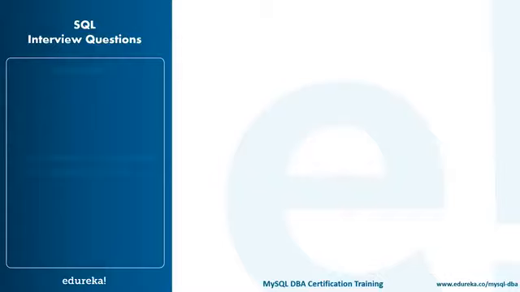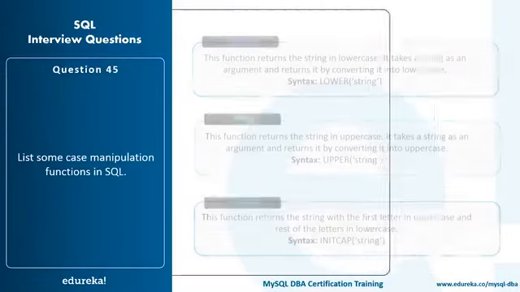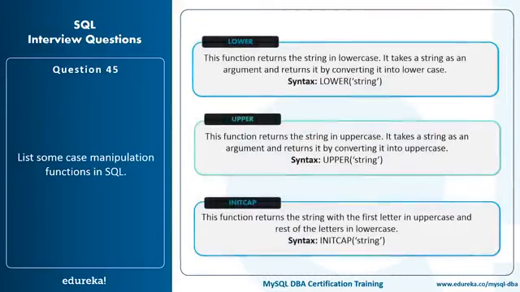Now let's move forward to our next question, that is, list some case manipulation functions in SQL. So there are mainly three case manipulation functions in SQL, that is the lower, upper, and the init cap. Now talking about the lower function, this function basically returns the string in lowercase. It takes a string as an argument and returns it by converting into a lowercase. The syntax of this particular function is basically lower, and in brackets you mention strings in quotes.